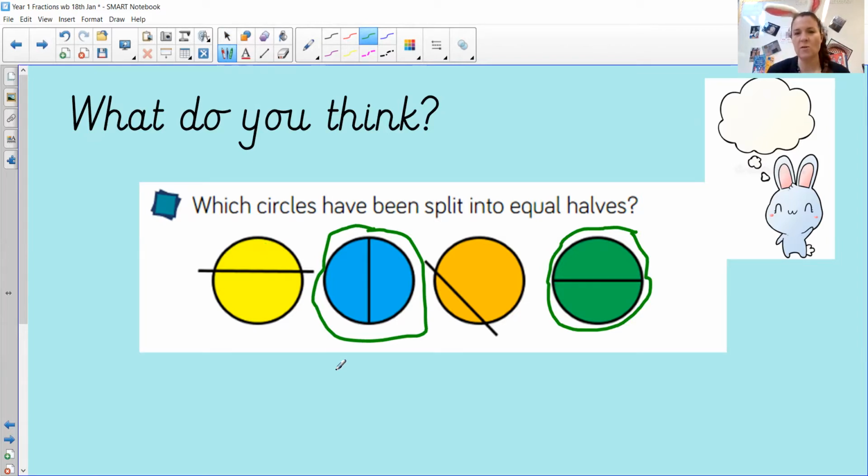Show me a thumbs up if you agree with me, or show your grown-ups a thumbs up if you agree with me. Okay, so well done for being a reasoning rabbit. Let's take my reasoning rabbit ears off now because we've finished reasoning rabbit.